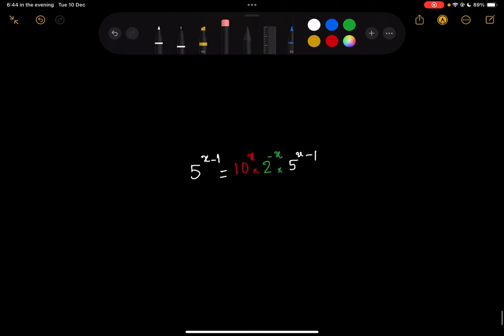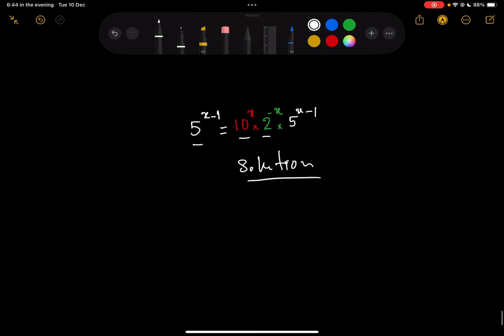And today we have a very nice exponential equation. Now you can see the equation: 5^(x-1) = 10^x times 2^(-x) times 5^(x-1). The base of the exponential equation is 5, 10 and 2. Now we have three bases. How to solve this? Now look at the solution.